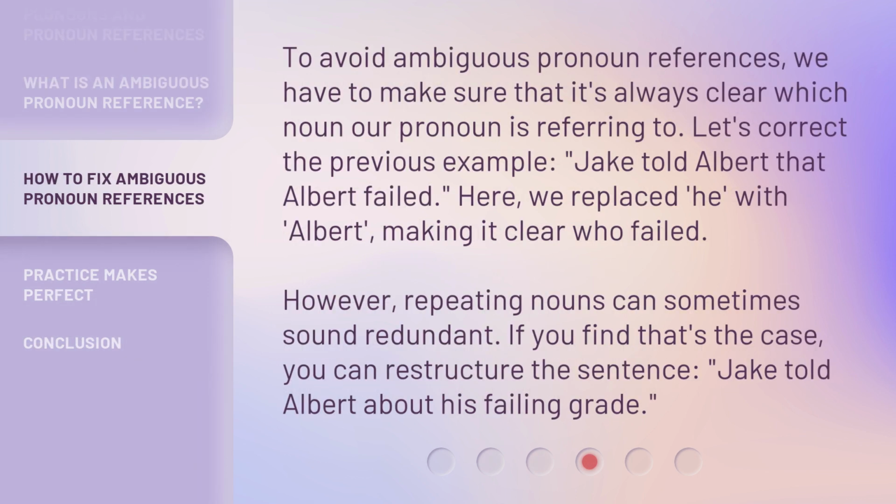To avoid ambiguous pronoun references, we have to make sure that it's always clear which noun our pronoun is referring to. Let's correct the previous example. Jake told Albert that Albert failed. Here, we replaced he with Albert, making it clear who failed. However, repeating nouns can sometimes sound redundant. If you find that's the case, you can restructure the sentence. Jake told Albert about his failing grade.